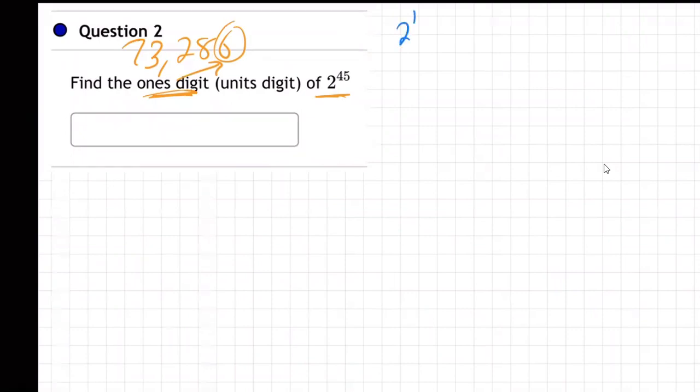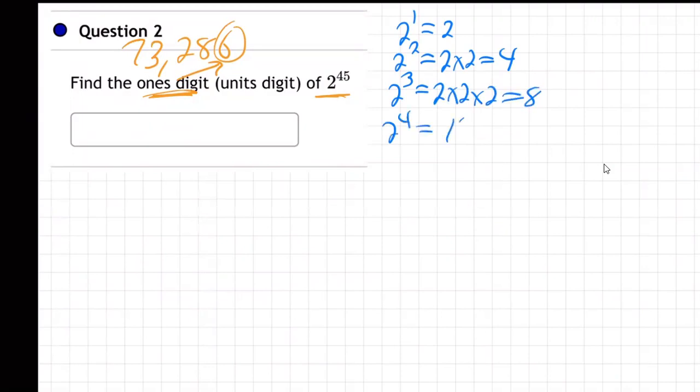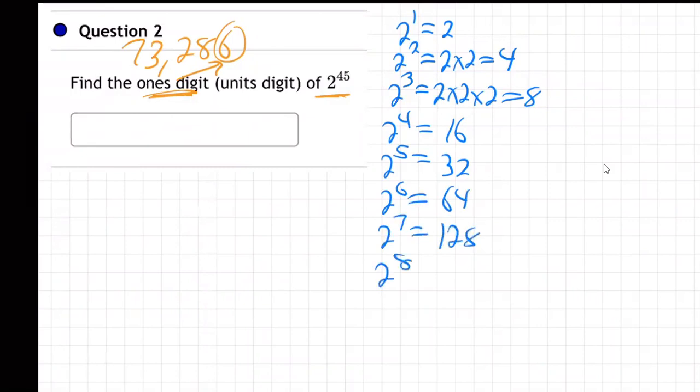Let's try it out. 2 to the 1 is just 2. 2 to the 2, 2 times 2, that's just 4. 2 to the 3, 2 times 2 times 2 is 8. 2 to the 4, I'll just write the answer, 16. 2 to the 5th, 32. 64. 128. 256. I'm just doing a few of these. See if we can see the pattern.